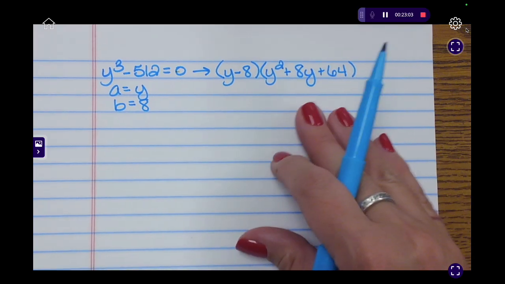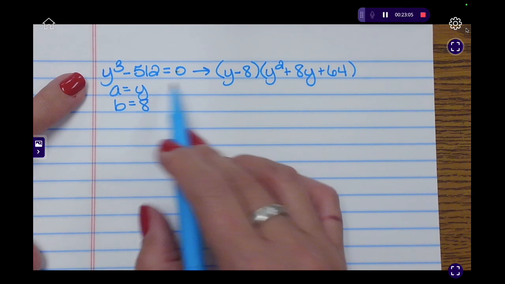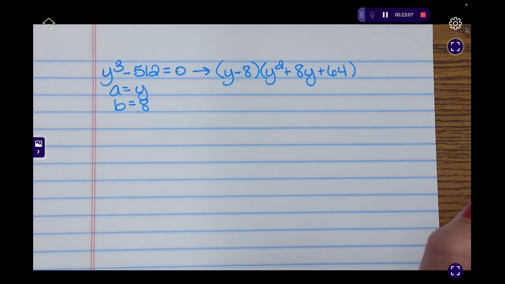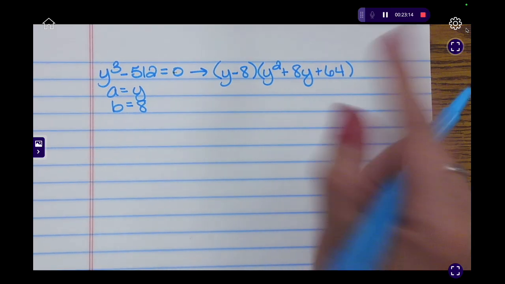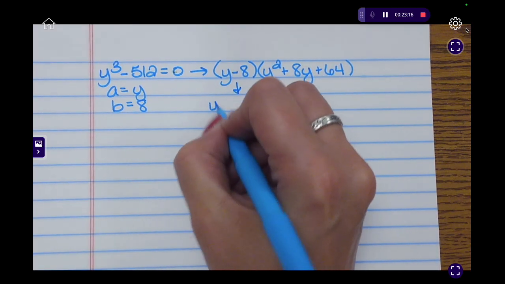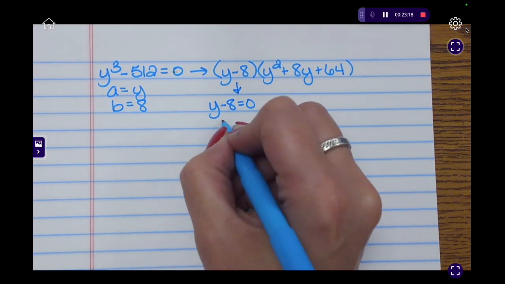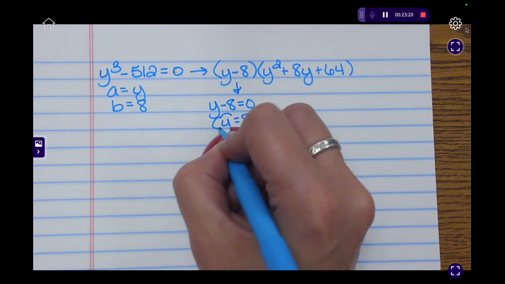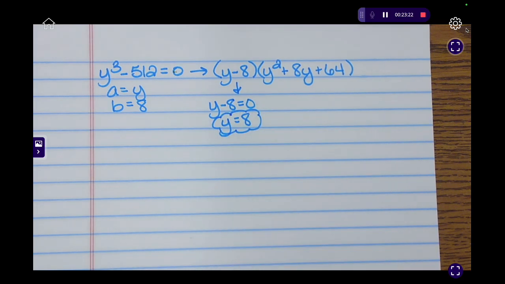Okay, so this is what I'm solving. So remember, the first thing we're going to do is factor it out. After we factor it out, we set each factor equal to 0 and solve it, but realizing I can't factor this one out anymore. So this one, I'm good. So I know one of my answers would be 8. So that one is good.